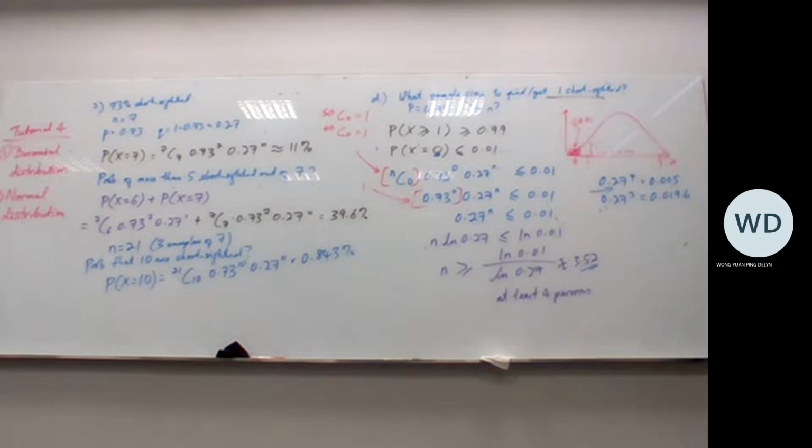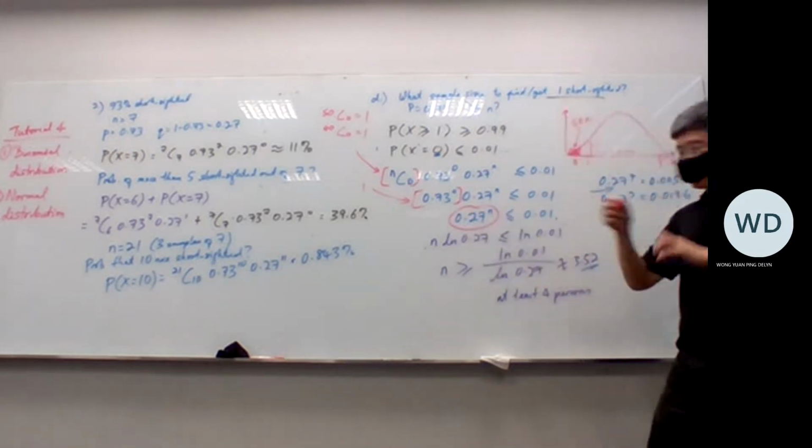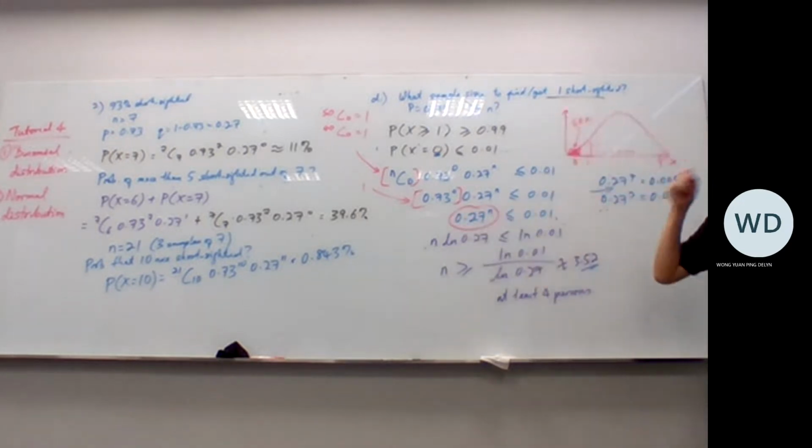Okay. So the whole equation ends up just this part here. You're finding out what is n so that the answer is just less than 0.01. You can work out 0.27 to the power of 1, to the power of 3, to the power of 4 and so on. If you want to do that, also possible.